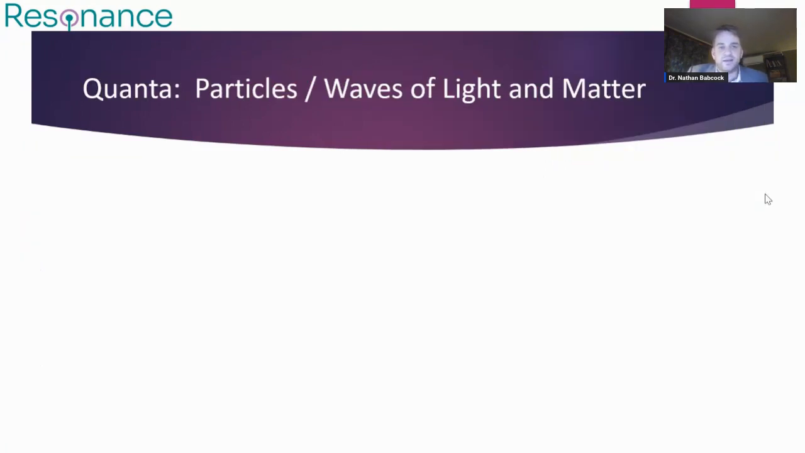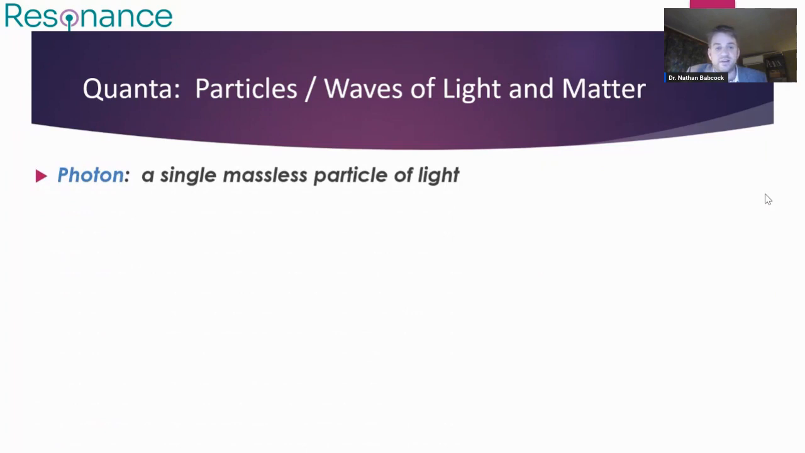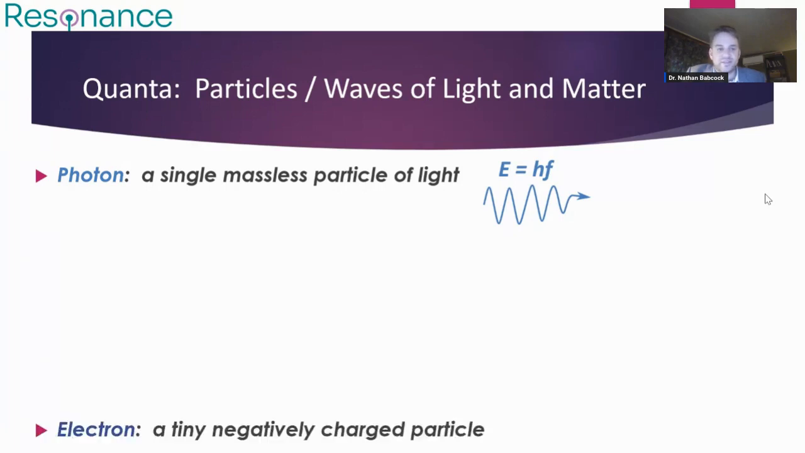But to begin, we need to know a bit about quanta, the actual quantum particles and waves of light and matter. The photon is a single massless particle of light. It's often represented in diagrams as kind of a squiggly line, and it carries energy that's proportional to its frequency. In an equation shown here, E = hf, where E is the energy, f is the frequency, and h is Planck's constant, the fundamental constant of quantum physics.